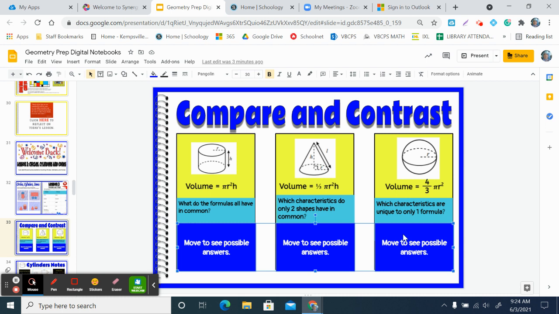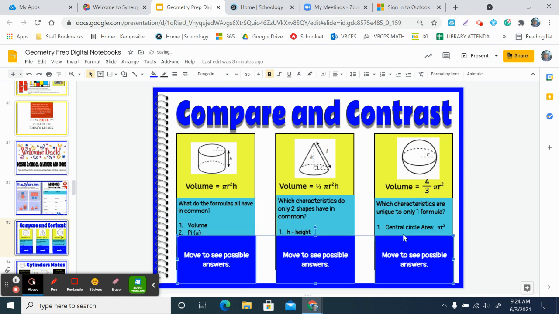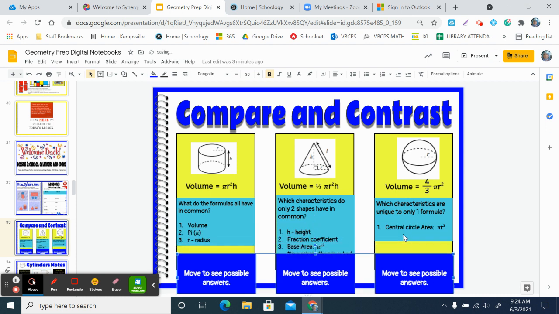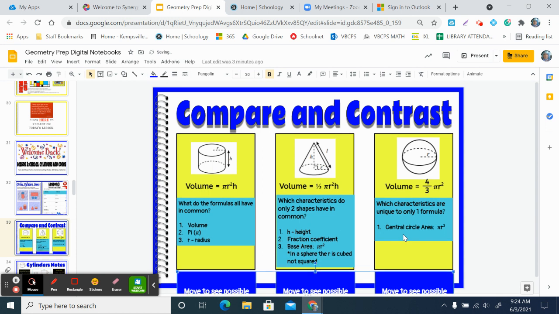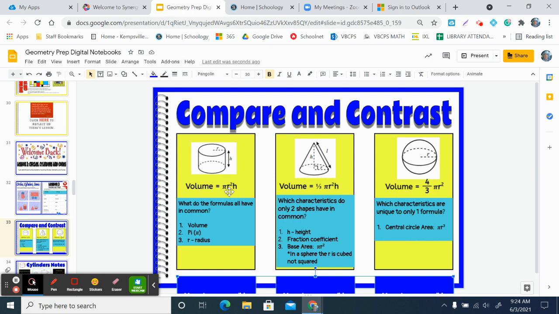Welcome back. I'm going to take all these boxes and move them all at one time. They're all looking for volume. They all have pi. They all have the radius, and that radius is squared. What they have is pi r squared, which is the area of a circle. Then what's different about them, or what's the same in 2 of them? 2 of them have an h, but the sphere does not have an h. 2 of them have a fraction coefficient, that 1/3 and 4/3, but the coefficients are different.